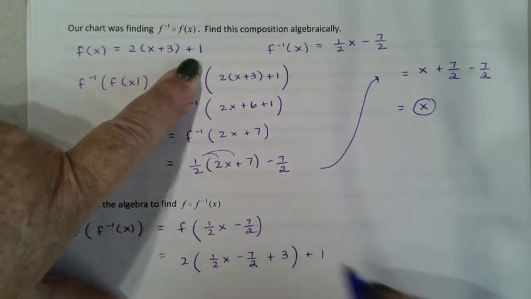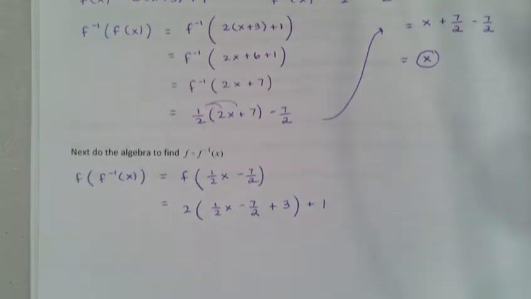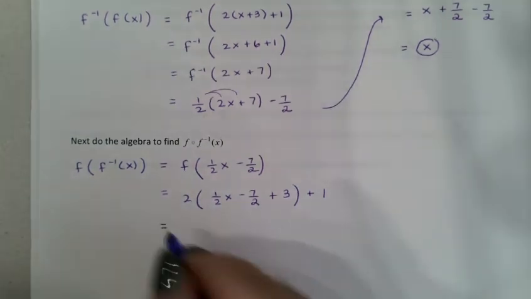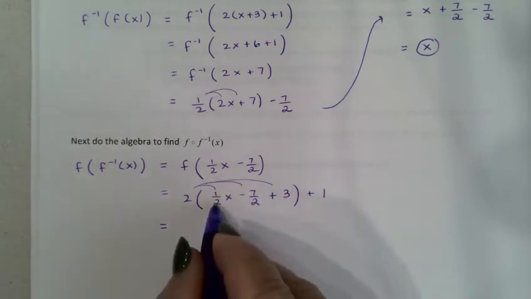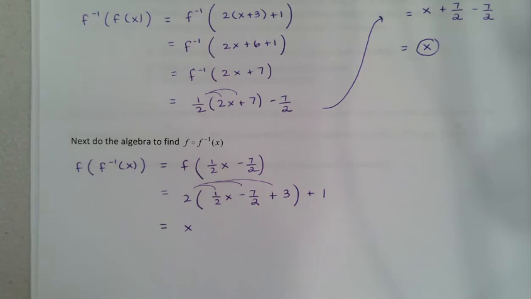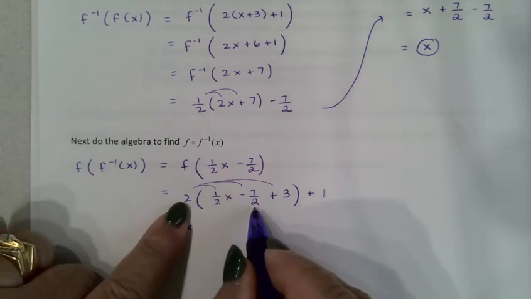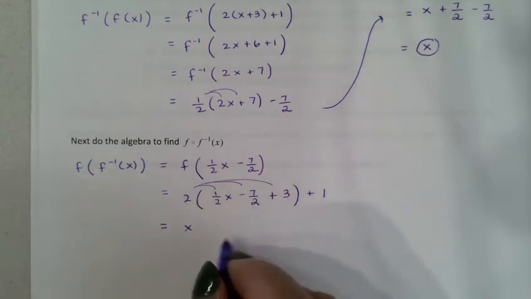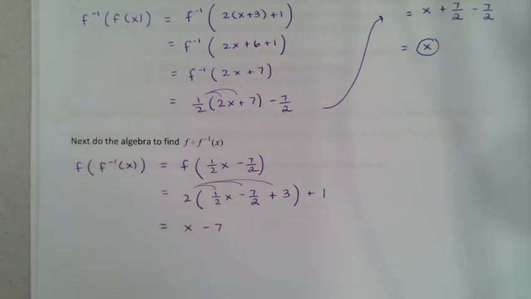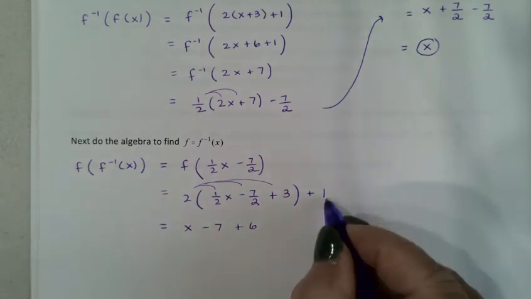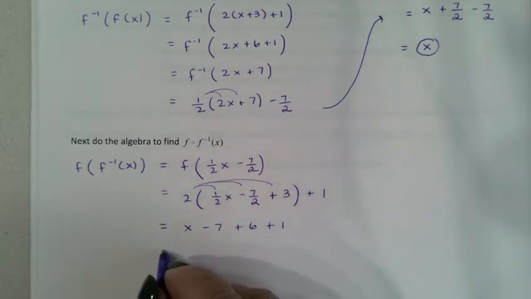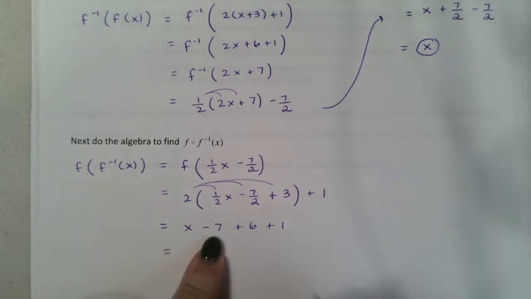And then there's a plus 3 still in the parentheses. And then that plus 1. I'm going to go ahead and distribute the 2 right now. 2 times a half makes that 1x. Here I could kind of cancel out those 2s. 2 times negative 7 halves is just negative 7. And the 2 times 3 would give me a plus 6. And then I have the plus 1. And notice negative 7 plus 7 is 0. So once again, I just get the x.